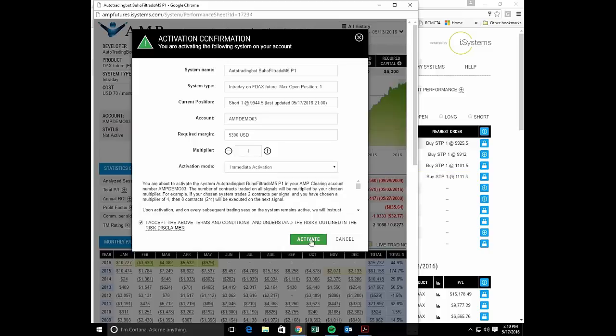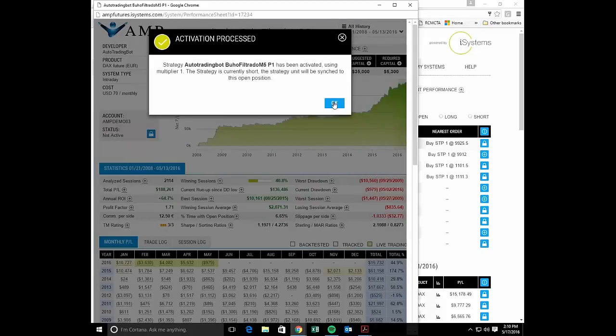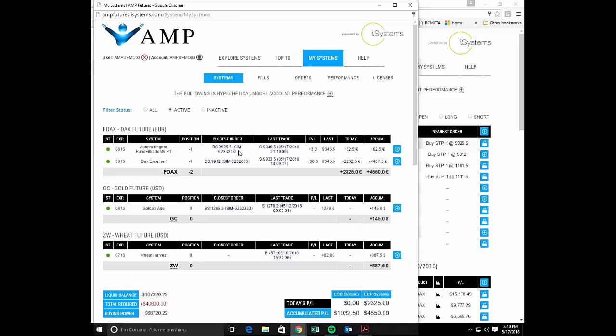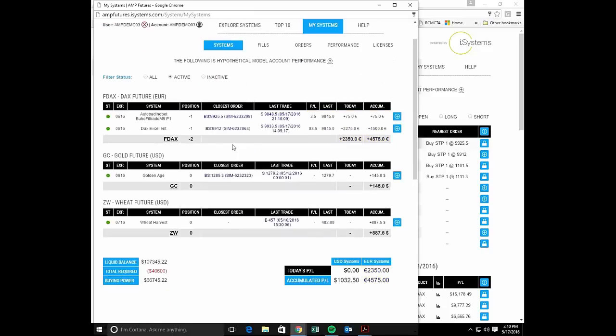I activate the system, and now instantly we sold one at the market, and we are in line with the system, and all stops have been placed in the market. And you can see here's the system I just added, and it automatically places any surrounding orders. So what just happened to the entire platform? My total required capital changed instantly. So now because I added this system, I've increased it here.